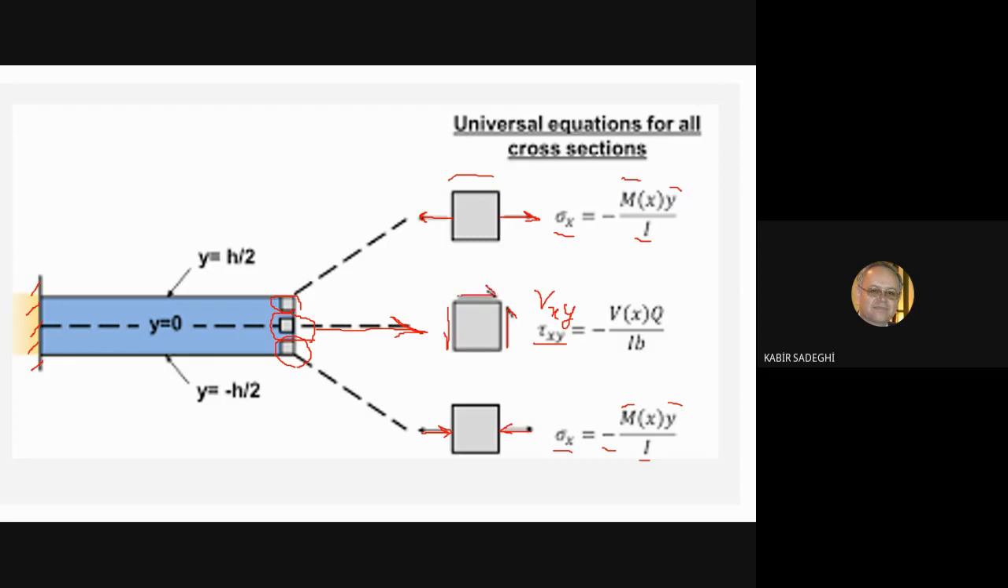Why? Because if we didn't have this horizontal, if you take a moment about a point at the corner, we would just have a rotation. But here it stops. They make a couple. For example, the moment of this one and this one cancel each other. That's stable. Therefore, the nature of the shear is vertical and horizontal, horizontal and vertical.